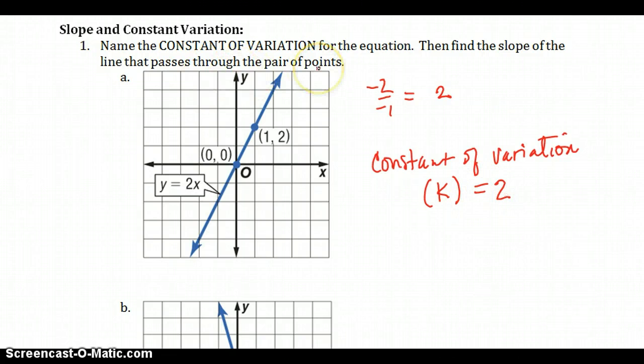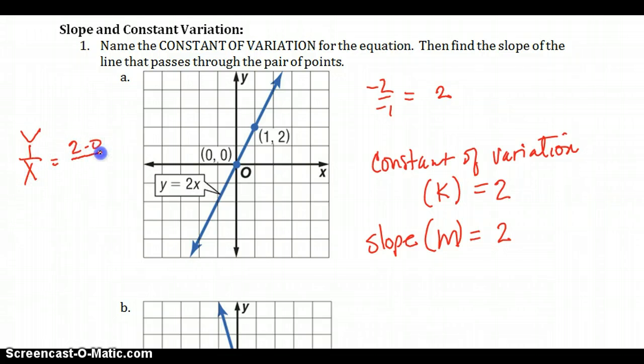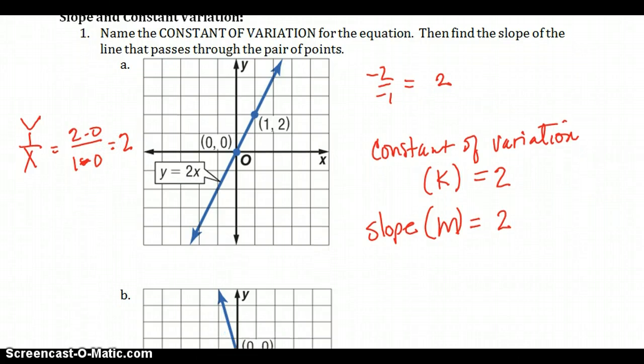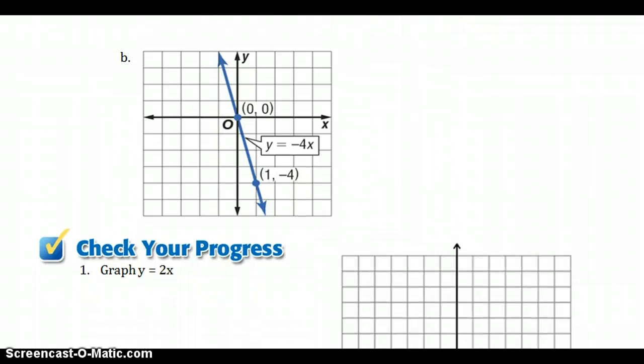Then it said also find the slope. Well, if we found the rise over the run, we have found the slope. The slope, which is m, I'm going to use m from now on, slope is also 2. If you don't trust me, you can do the equation, the change in y over the change in x, and 2 minus 0 over 1 minus 0 is going to give us 2. All right, so if you need to check yourself, feel free to do that.